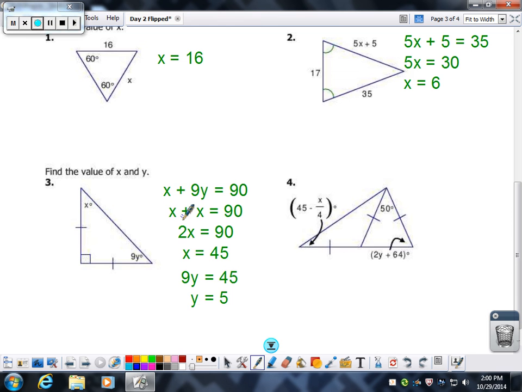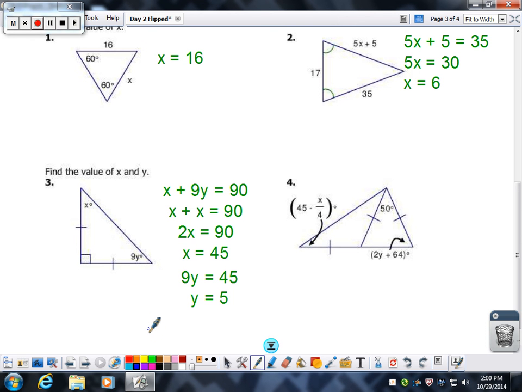So to set it up, we do x plus 9y equals 90, and like I just said, we can substitute x in for 9y because they're the same. So x plus x equals 90, 2x equals 90, and therefore x equals 45. Now that we know the base angles are 45, we can find y by setting 9y equal to 45, solving for y and getting y equals 5.